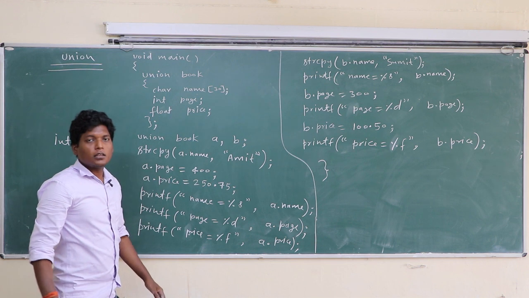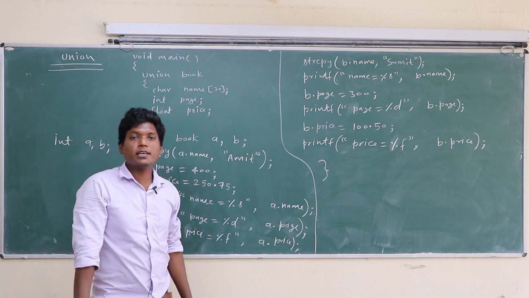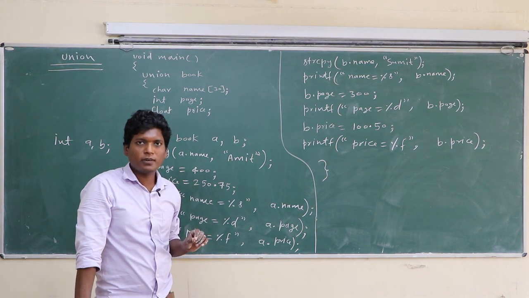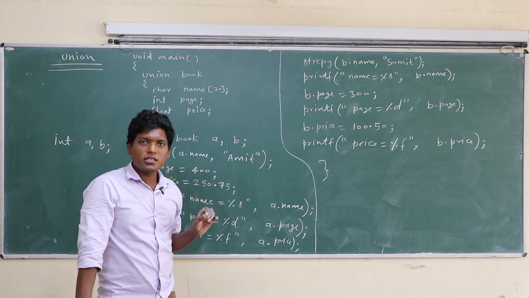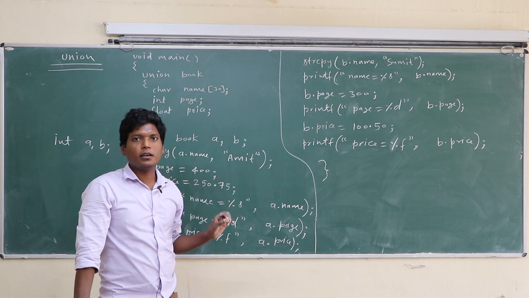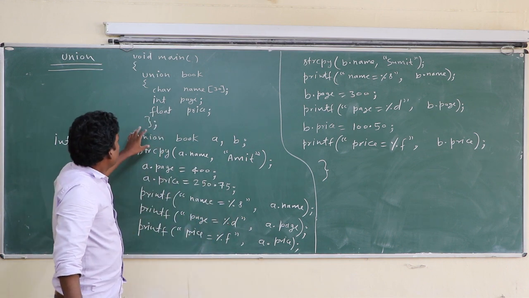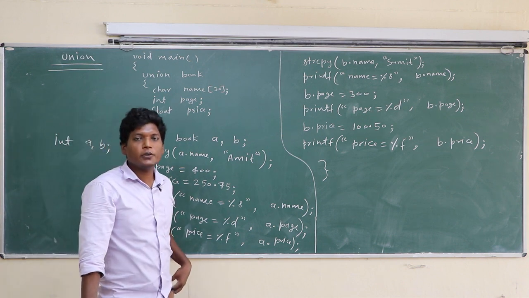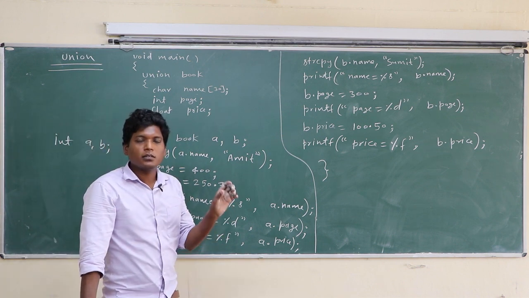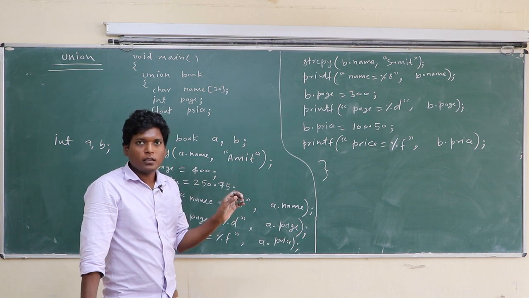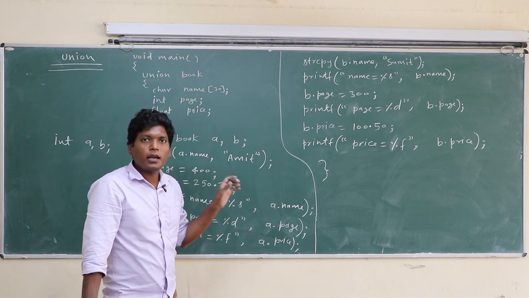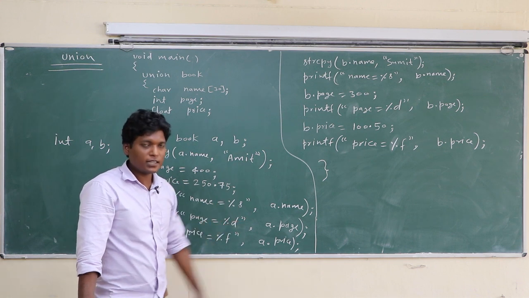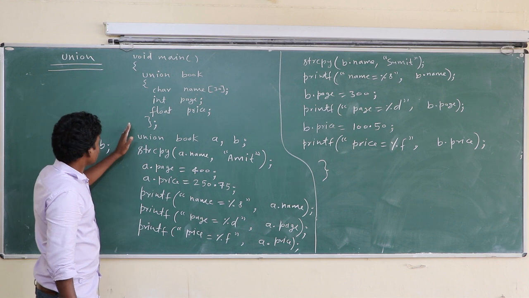Okay class, so there is no difference between structure and union syntax wise. In place of struct we use the union keyword. The only difference between structure and union is how they occupy the memory. How union occupies the memory and how structure occupies the memory, there is a difference. We will discuss later.